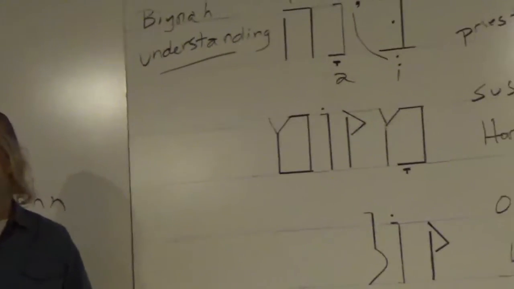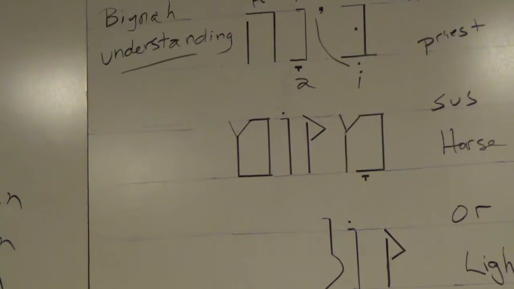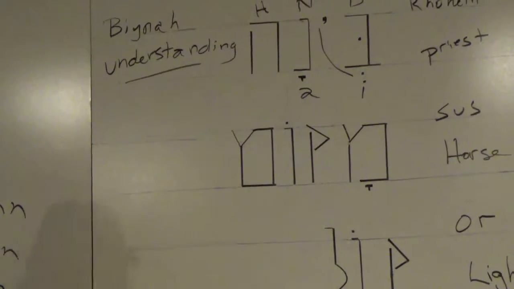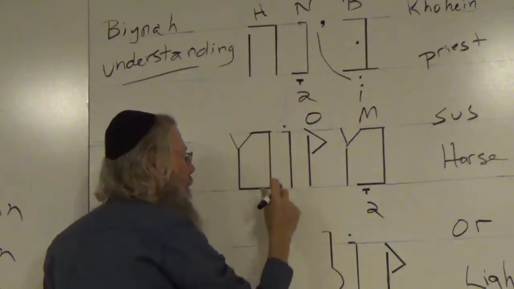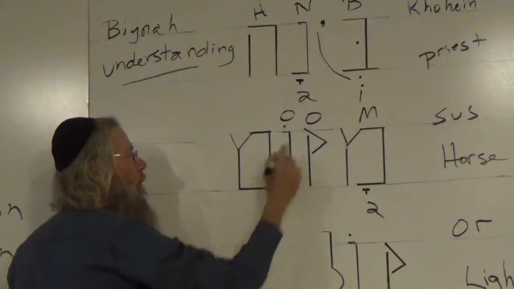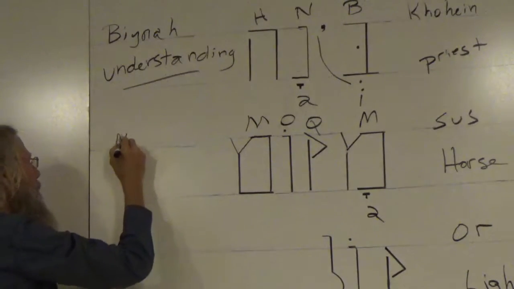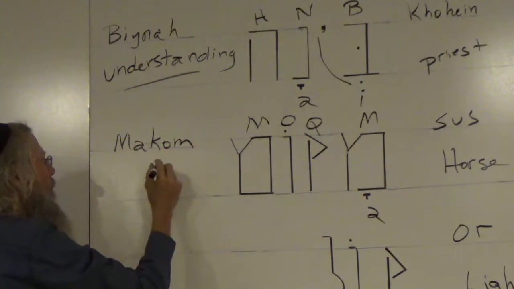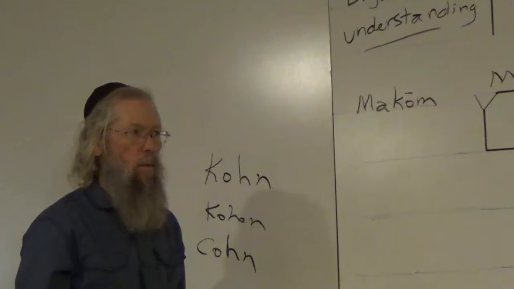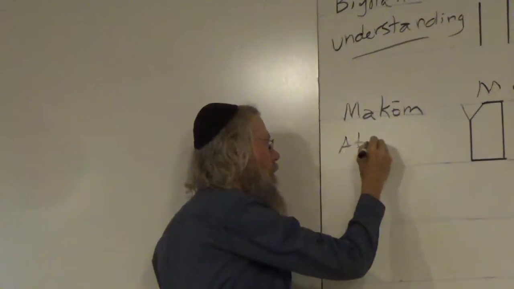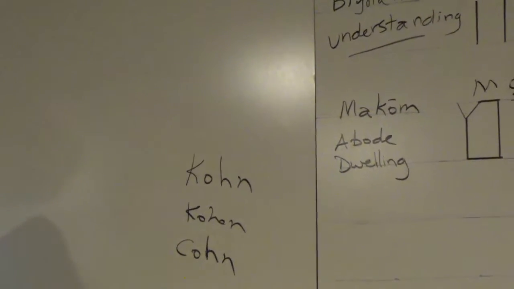Okay, who's got the next one? What do you have, Cody? Makom. Everyone say makom. Say it again, makom. Give it to me. A. Wait. Sorry. Are you happy now? Yes. Thank you. Men. Sophie. Makom. And makom means an abode, a dwelling.